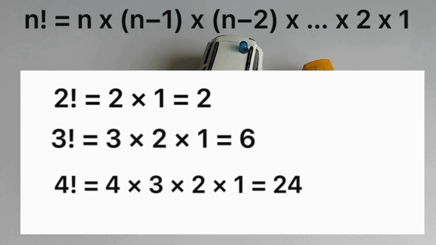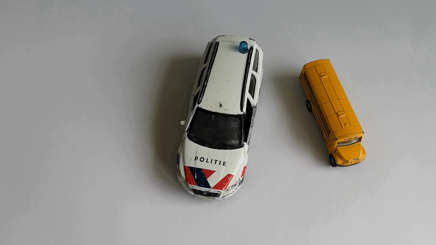The factorial grows very quickly. If you use a calculator, you'll usually hit the memory limit around 72 factorial. It's just too large a number.